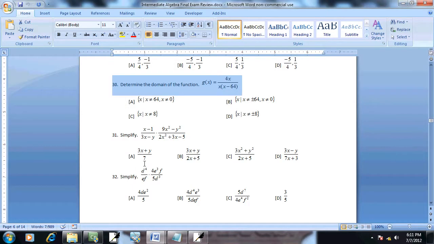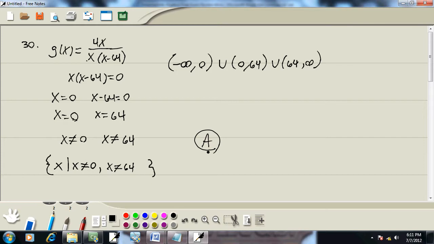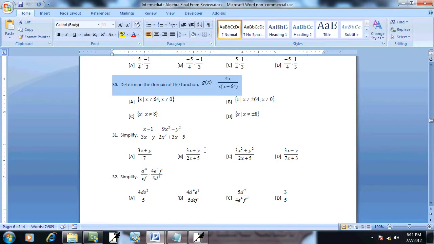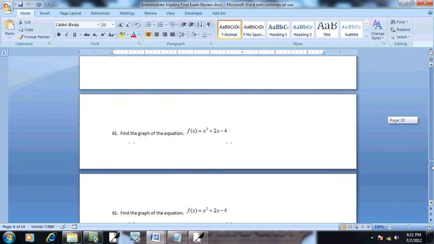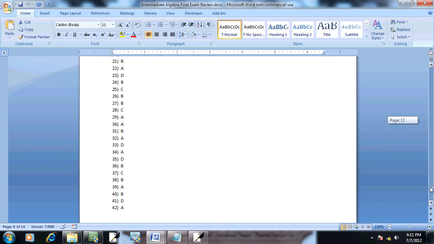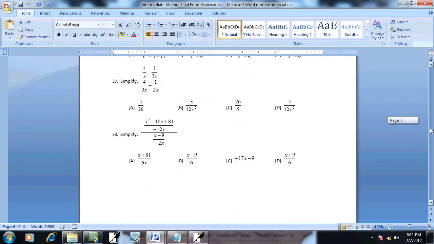Let's see which one that matches. X cannot equal, it's reversed, but that's okay. Looks like A would be our answer. So 30A. Let's go check that. 30A. And it checks.